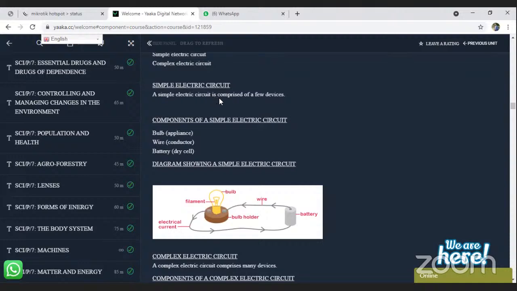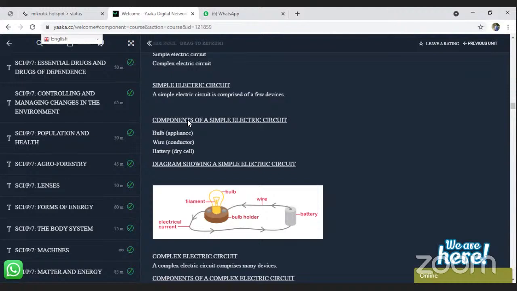When you look at the simple electric circuit, you realize that it is comprised of very few devices. You don't need to have very many things. A simple electric circuit comprises these components: the appliance, the conductor, and the source of energy, which is either the dry cell or the battery.